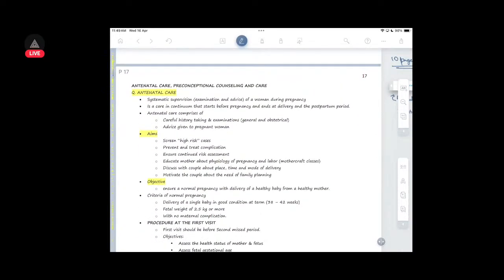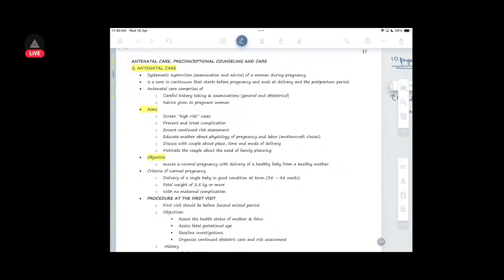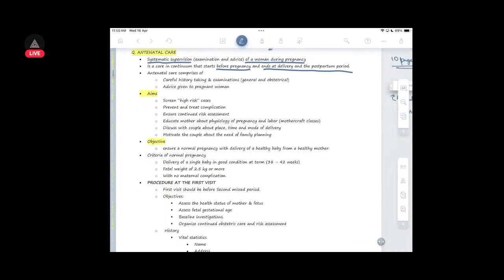Then antenatal care, preconceptual counseling and care. Antenatal care is systematic supervision of a woman during pregnancy. It is care in a continuum that starts before pregnancy and ends at delivery and the postpartum period. Antenatal care comprises careful history taking and examination, general and obstetric. Advice is given to the pregnant woman.